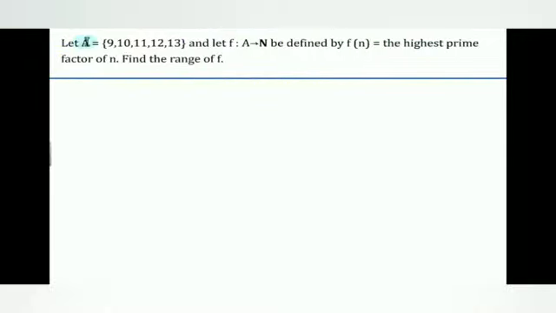Now next question. Let A = {9, 10, 11, 12, 13} and let f: A → N, where the domain is A and the codomain is the natural numbers, be defined by f(n) equal to the highest prime factor of n. Find the range of f.